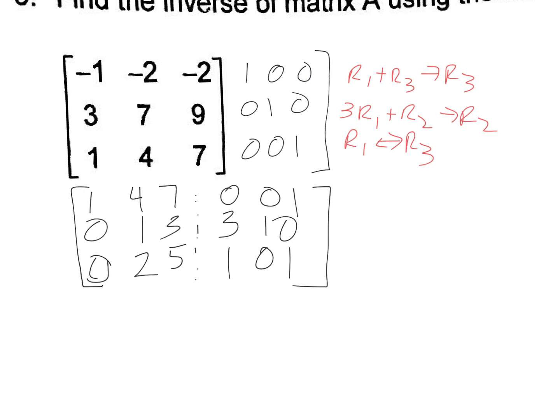Now we need to get rid of this 2, make it a 0, so I'm going to multiply this by negative 2 and add it to that. So we have negative 2 R2 plus R3 gives us a new R3.